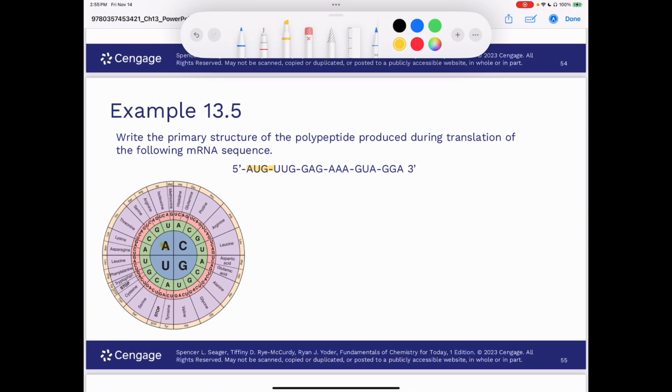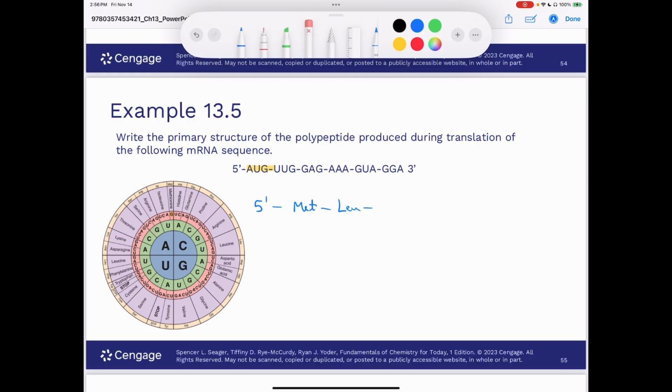All right, so we're going to start with the AUG. So AUG, this is methionine. So we're going to have our 5', then we're going to have our methionine. Then we have UUG. So let me just erase this here. So we have U, U, and G. So that would be a leucine. So we'll add the leucine like that.